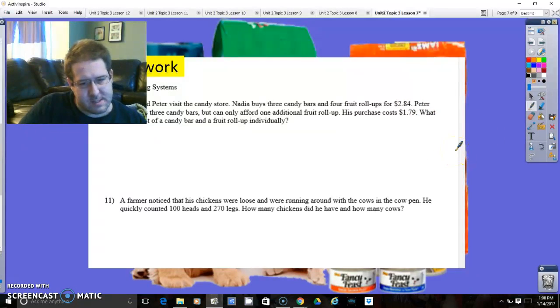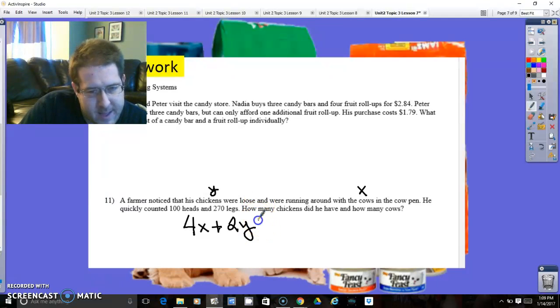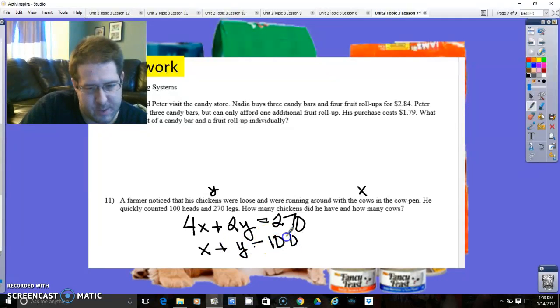A farmer noticed that his chickens were loose and were running around with cows in the cow pen. He quickly counted 100 heads and 270 legs. How many chickens and cows could he have had? So cows have 4 legs, so we'll make X for cows and Y for chickens. So 4 times X plus 2 times Y had to be 270 legs. And total heads, X plus Y equals 100.